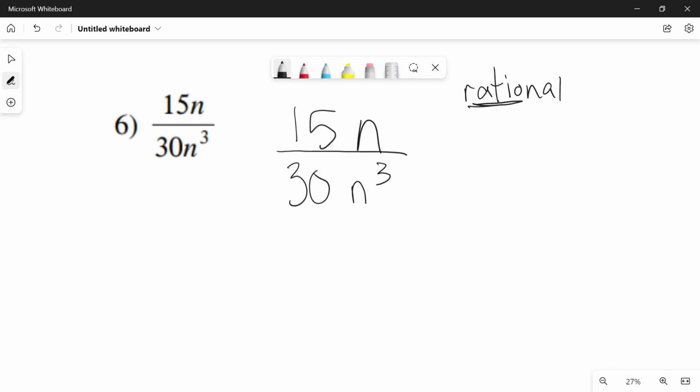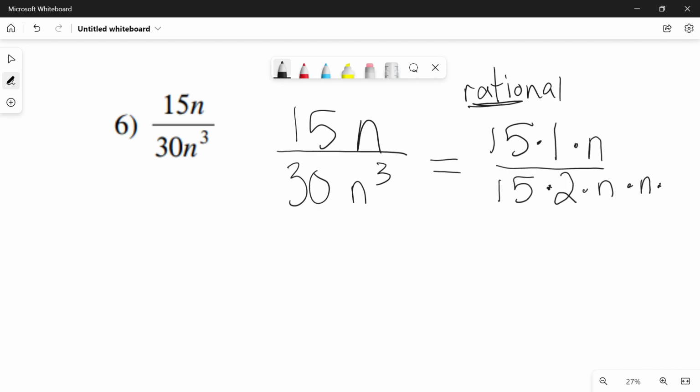cubed. Now here's where it gets kind of interesting. If I have something that is being multiplied on the top and divided on the bottom, and it's the same thing, it can cancel out. So for example, here I have 15 times 1, that's 15, times n, that's what's on the top here. Then on the bottom, I recognize that 30 is actually 15 times 2, and then n cubed is n times n times n. So I'm looking, are there any things here that are being multiplied top and bottom?